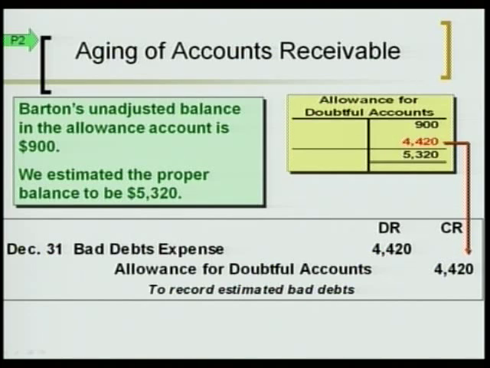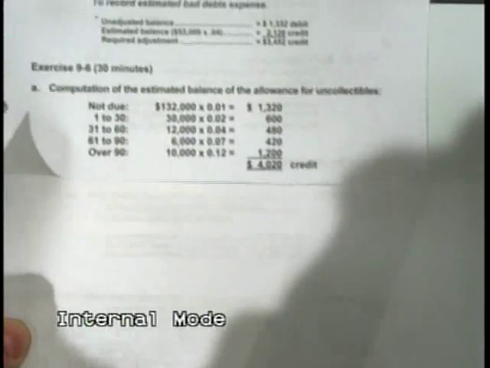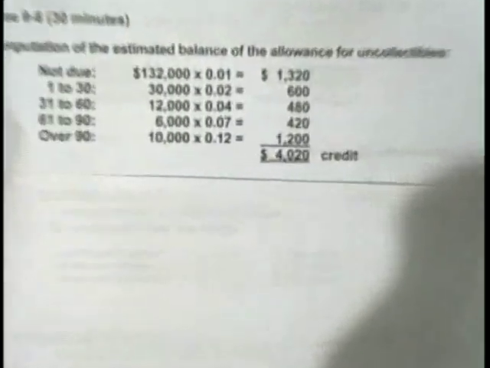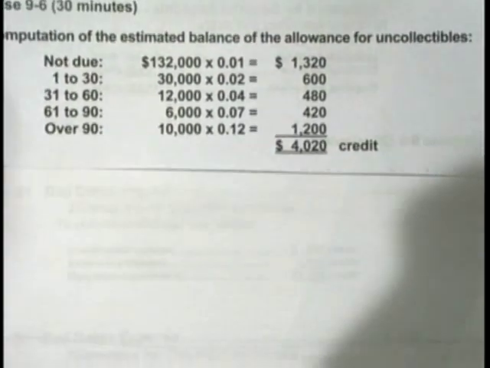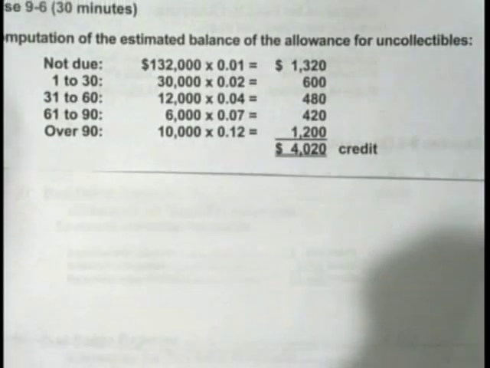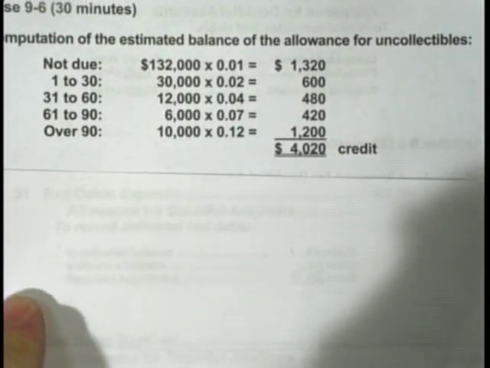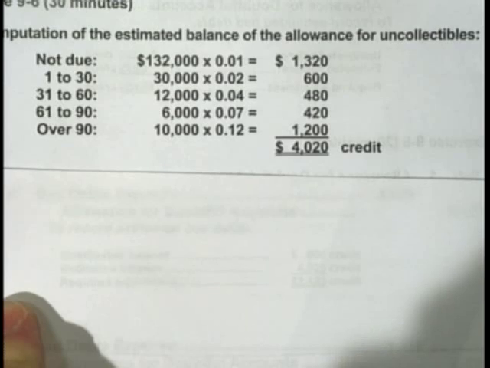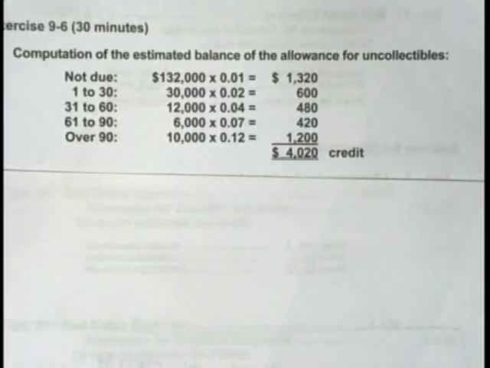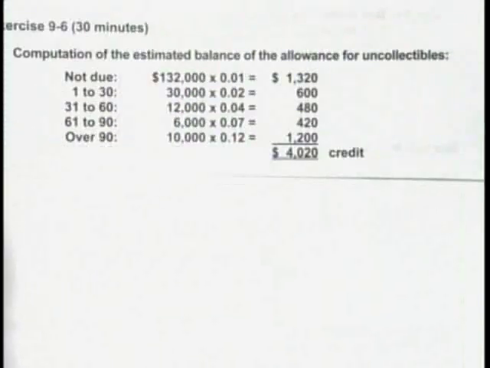Okay? Now they want to estimate the balance of allowance for doubtful accounts using the aging of receivables method. All right? So what we're going to get here is they are estimating that it will have a 4,020 credit balance. Correct? You with me? Did you guys get that? Okay. So now let's do part B.